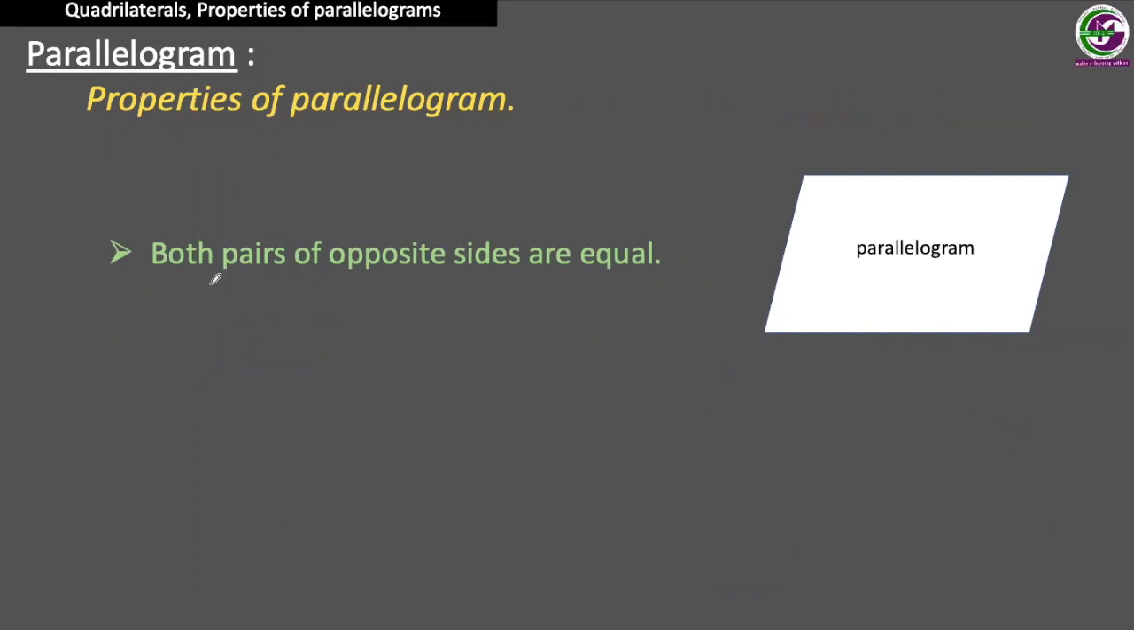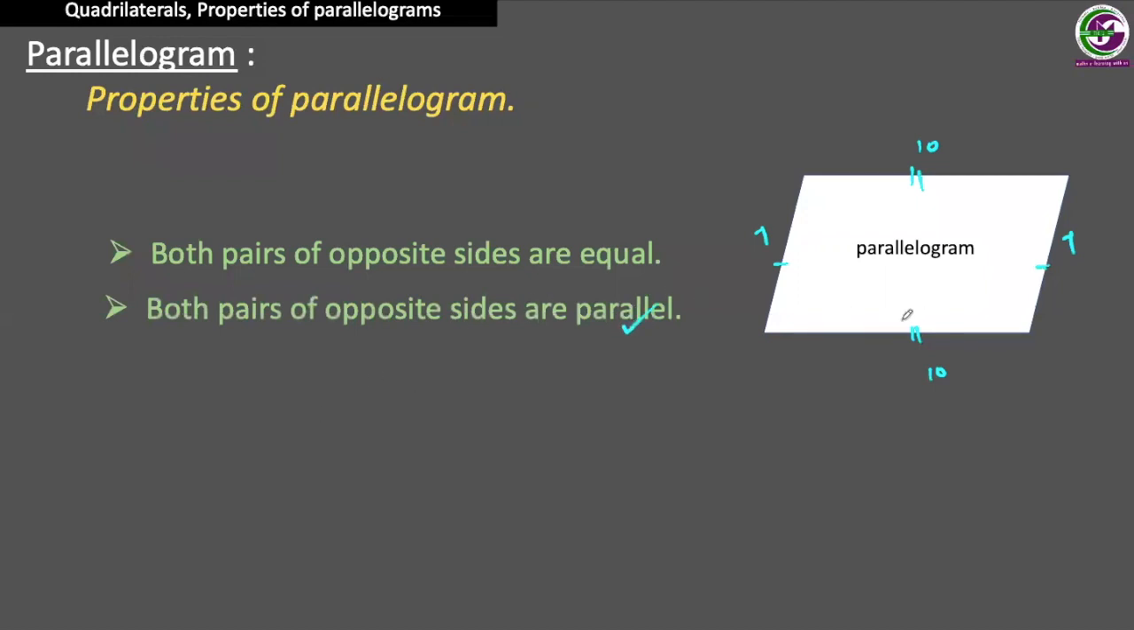Properties of parallelogram. In a parallelogram, both pairs of opposite sides are equal. Not only parallel, they are also equal. Not all sides, opposite sides are equal. So if this is 10 centimeters, this should be 10 centimeters, and this side can be anything. Let us say this is 7, so this must also be 7 centimeters. Second property is both pairs of opposite sides are parallel. That is the basic condition.